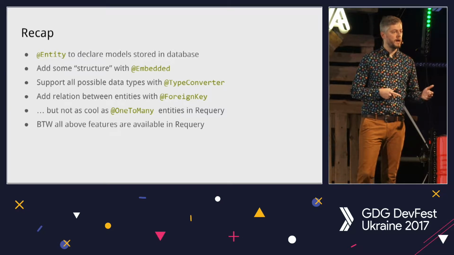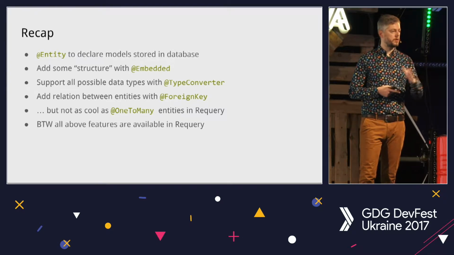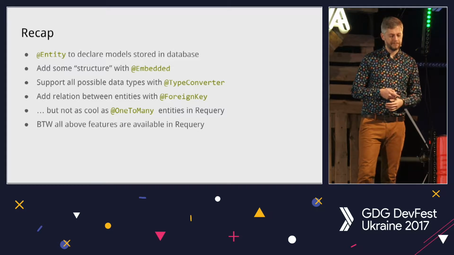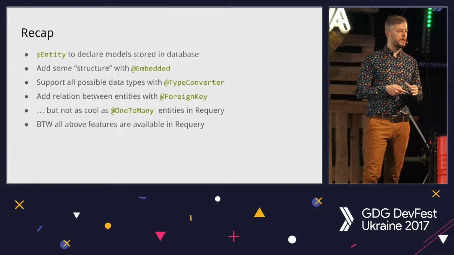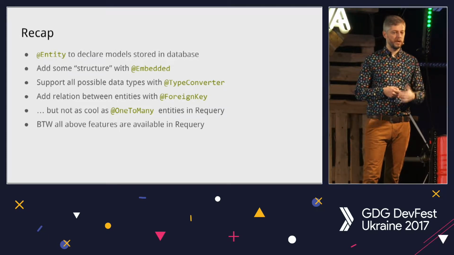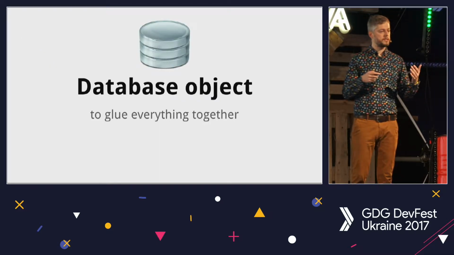Also, with requery, you don't have to create type converters for obvious types like date or enums, because requery provides that out of the box, okay? So that's a quick recap: how can I model my data and then annotate it so that Room can keep this in a SQL database? The next step is how to create this database object.